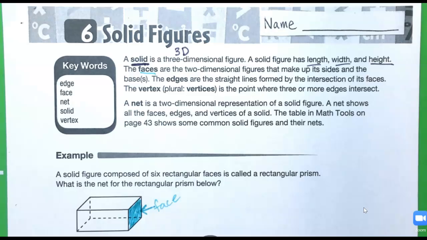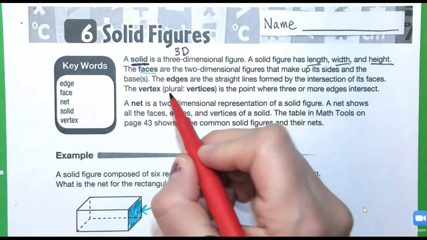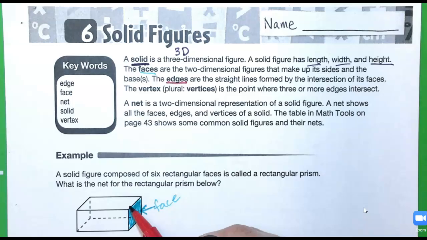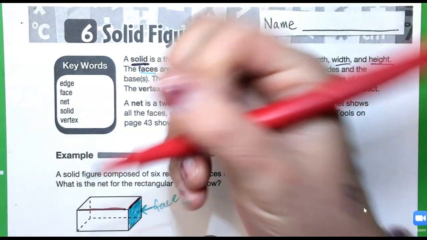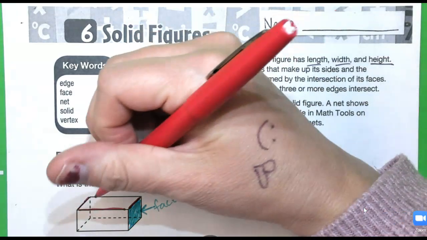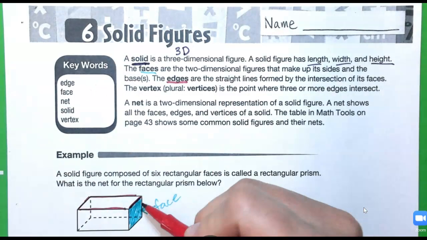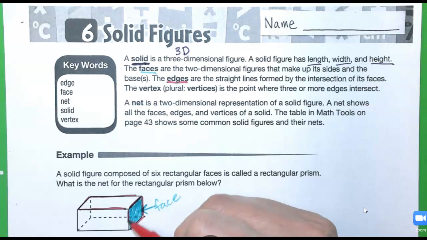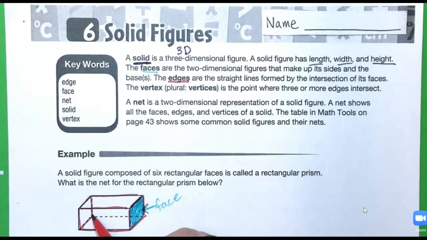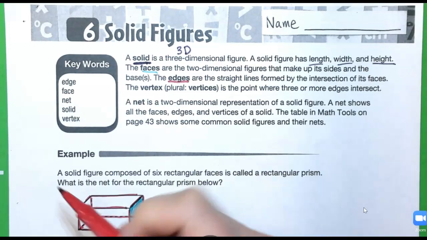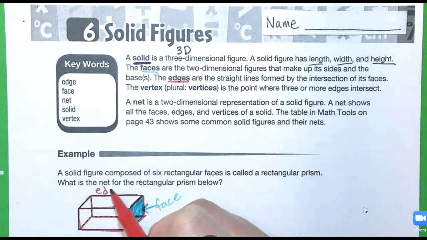Some other parts of our three-dimensional figures are edges. Edges are the lines. When we see the lines that make up our three-dimensional object, we see our edges. So all of these lines that go around the outside of our three-dimensional solid figure, these are what we call our edges. Okay, so edges are the straight lines where the faces meet.